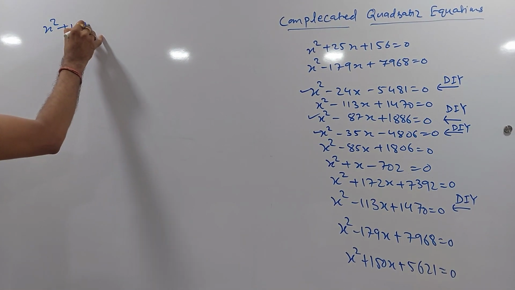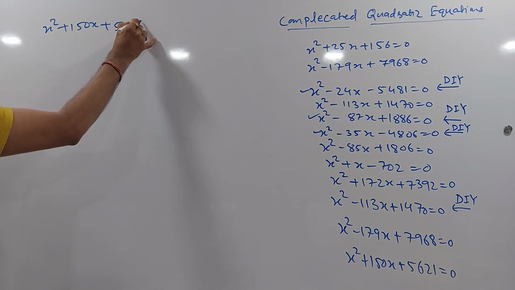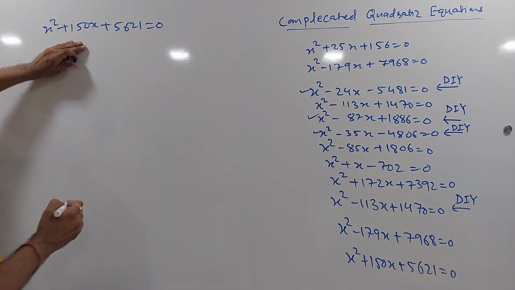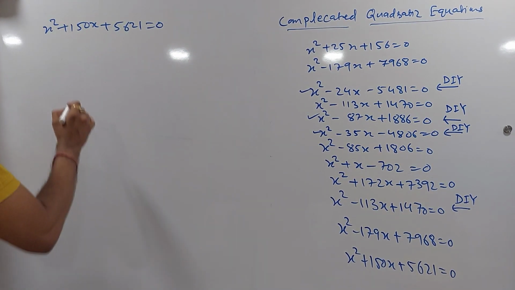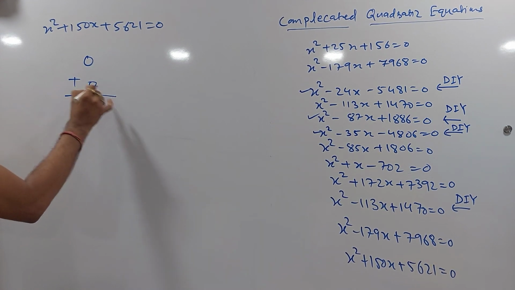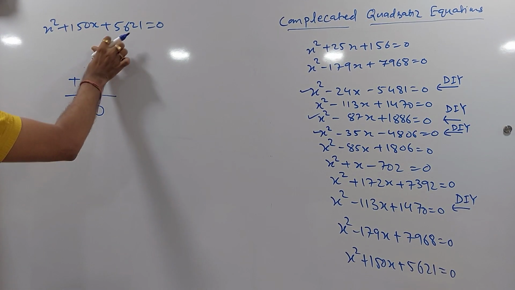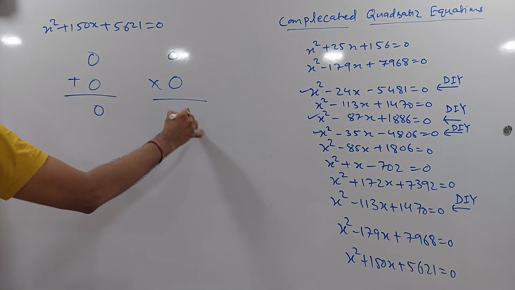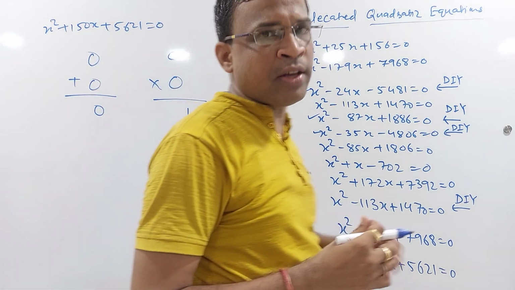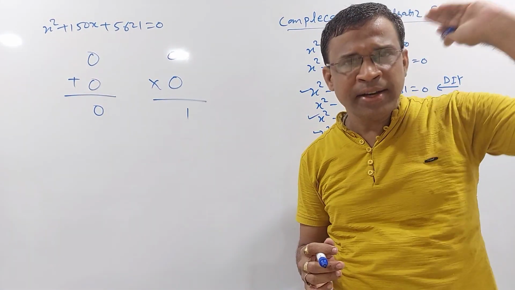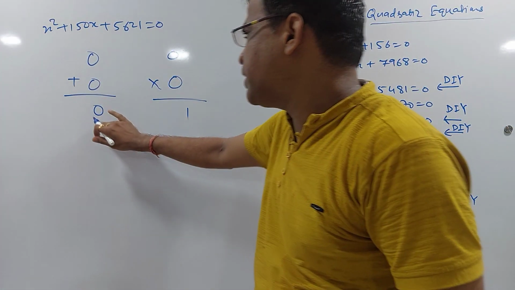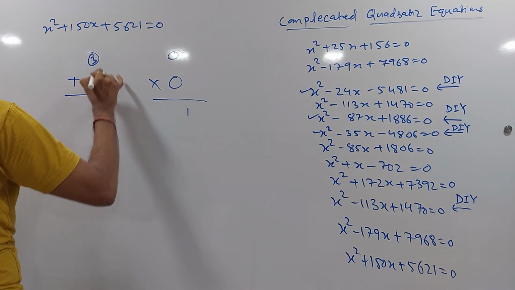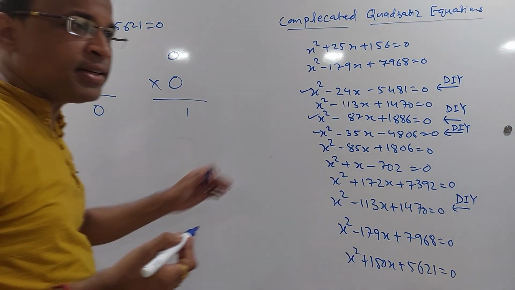x square plus 150x plus 5621 is equal to 0. Okay, fine. So 150x plus 5621. I want two numbers whose sum ends in 0, and whose product ends in 1. 3 and 7 is the best combination I can observe. Sometimes you can have a direct approach. Because 3 plus 7 ends in 0, and 3 times 7 ends in 1. So 3 and 7 could be the possible combination, but where it stands at its tens place.